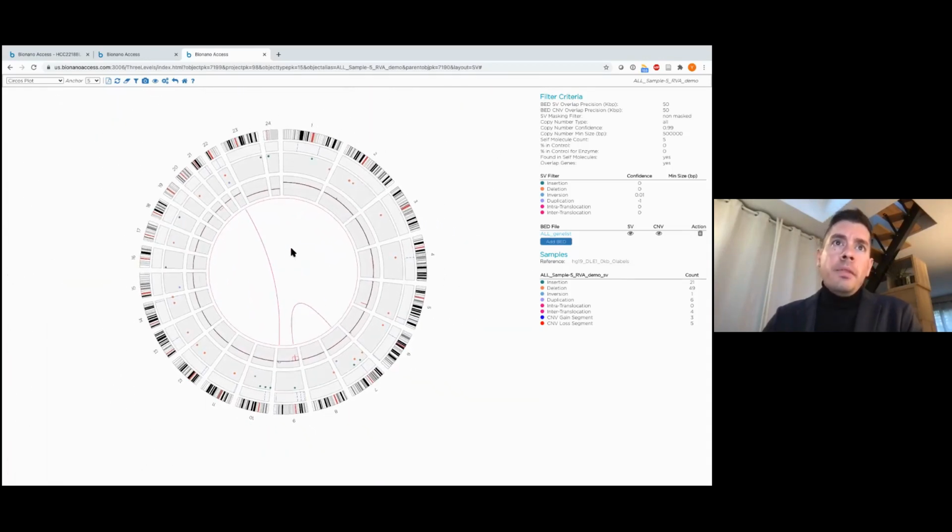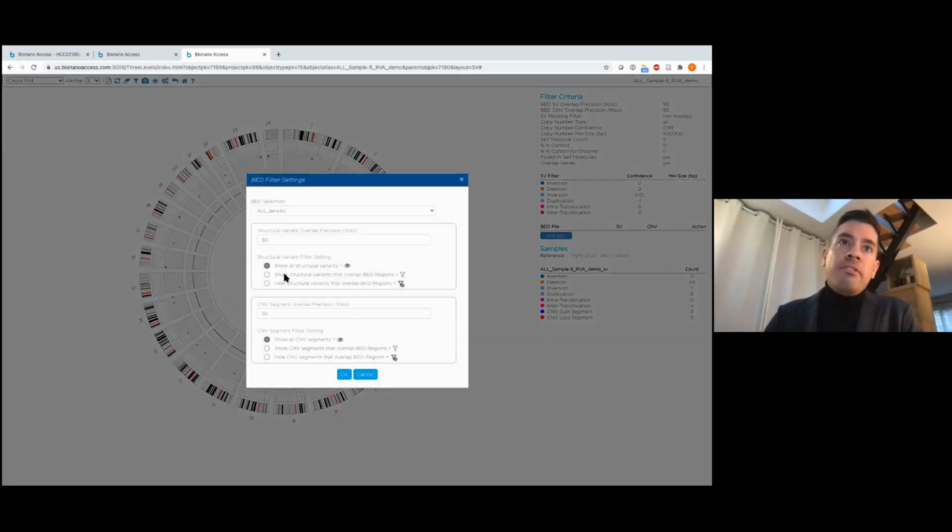And so in this circos plot are reported the variants that have been identified in this sample and screened against our control database to remove the polymorphic variants that are found in a normal population. And I simply have to go to this bed file and decide to show only the SVs and CNVs that overlap with this gene list.